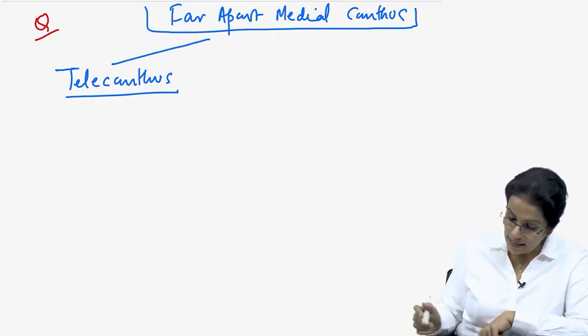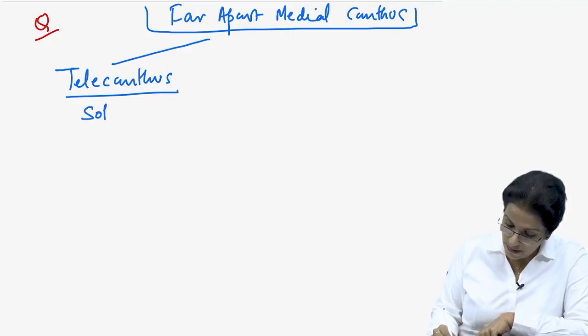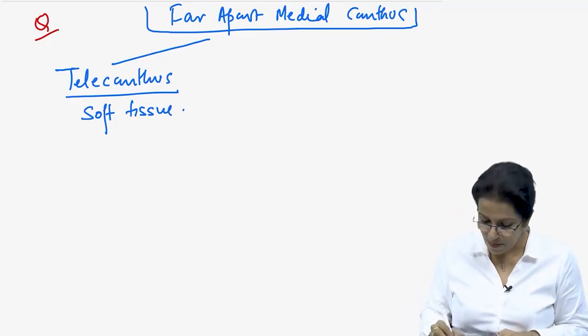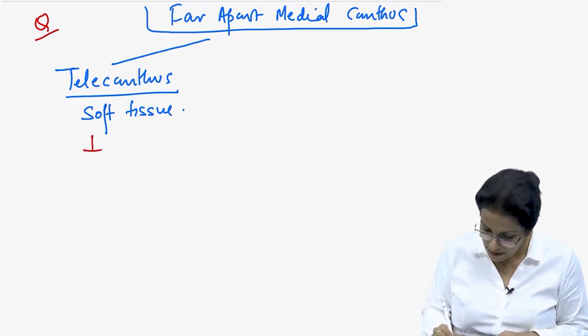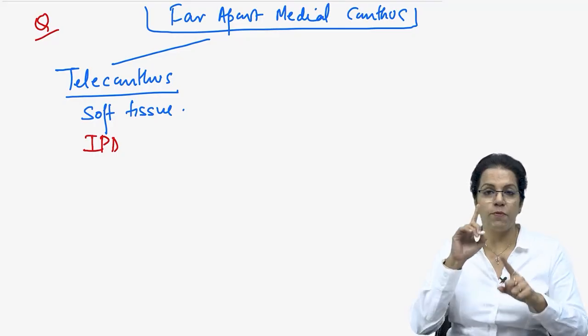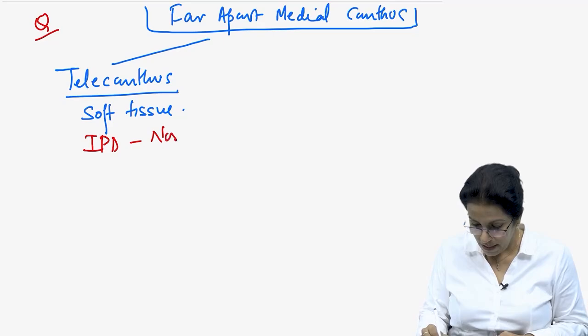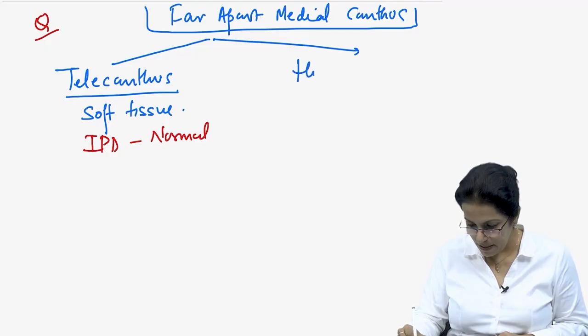So, telecanthus is due to soft tissue problem and therefore the interpupillary distance is normal. This is important. Okay. IPD normal. Center of pupil of one eye and the other, what is the distance? This is normal. When we are talking about what is the second term, it is hypertelorism.